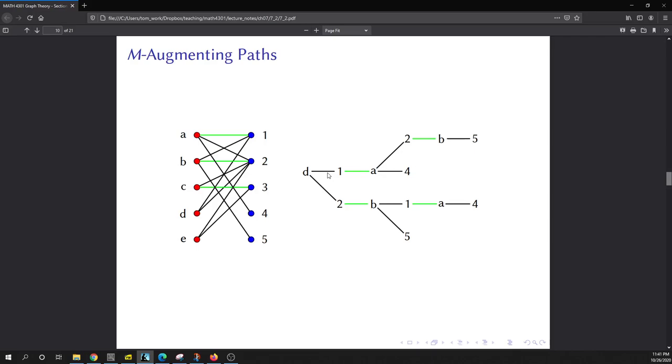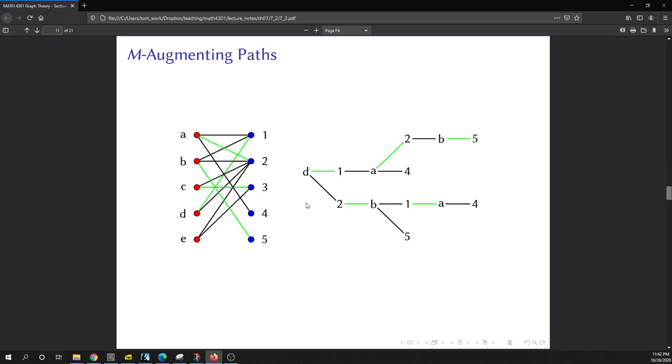The way that you would do that is you would pick one of these M augmenting paths that you found, and then basically what you would do is just flip the colors, right? Flip them from black to green or green to black. That is, if the edge in the M augmenting path is not in the matching, then put it in there. And if it is in there, like this one, then take it out, and do that all along the path. All right, and so an example of that is here.